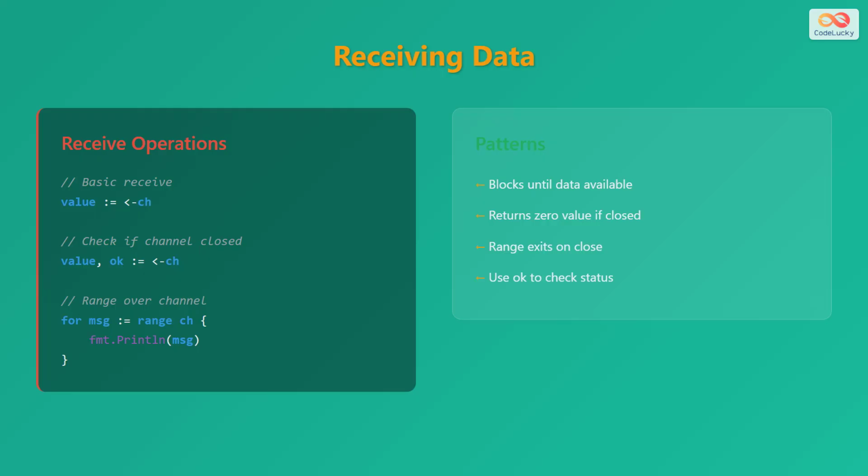Here are a few important patterns to keep in mind when receiving data from channels. Receive operations are blocking until data is available on the channel. If a channel is closed, receive operations will return the zero value of the channel's type. When using the range keyword to iterate over a channel, the loop will exit automatically when the channel is closed. You can use the ok variable to check the status of the channel and determine if it is still open.